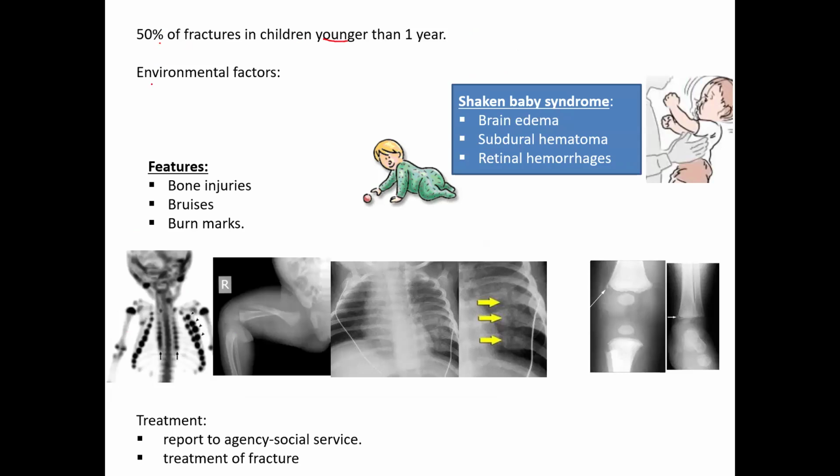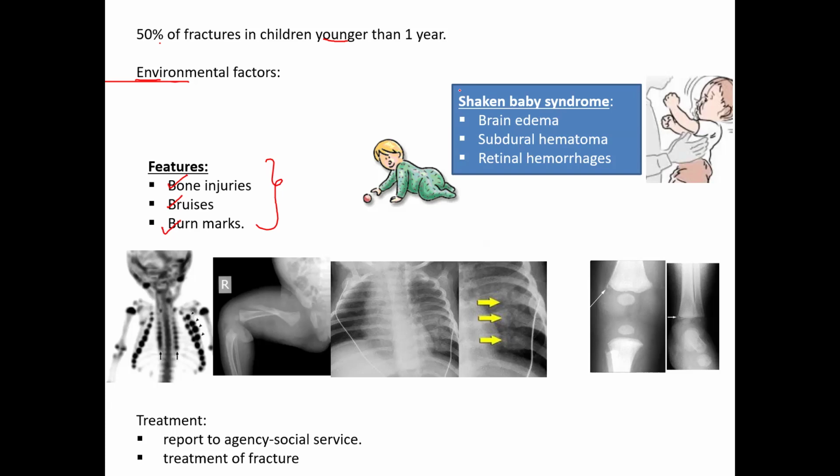What are the factors? Environmental factors: poor parents or single parents, parents who are drug abusers, parents who are alcoholic, or loss of job. All these are environmental factors. What are the features? Patient will have multiple fractures. Then there are a lot of bruises, and most of the time cigarette burn marks will be there. If you find these findings, then the patient is a child abuse patient.